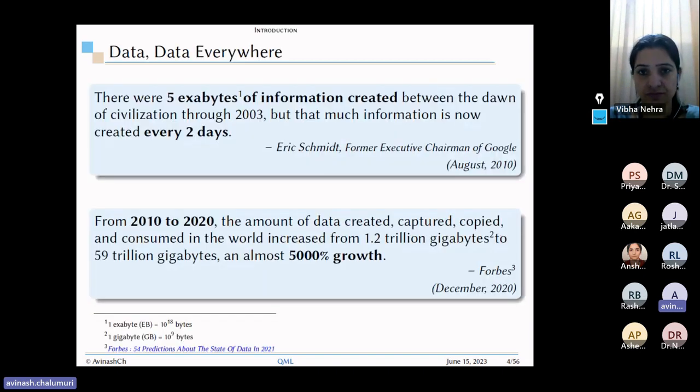So this is the concern for everyone. Data everywhere. You can see the amount of data that is being generated every day, every second, and huge amounts of data is being generated, and we need to process that information and get some insights out of it, so that we can use those insights for building products or taking decisions or improving our lives and all.